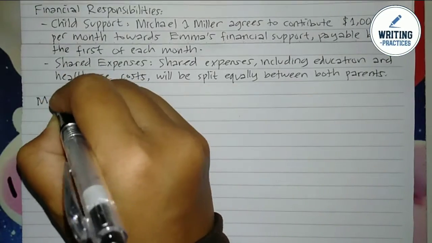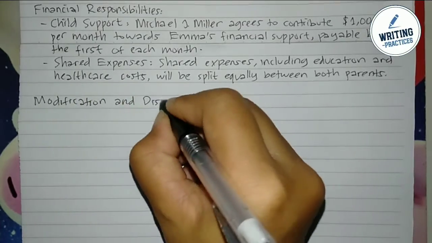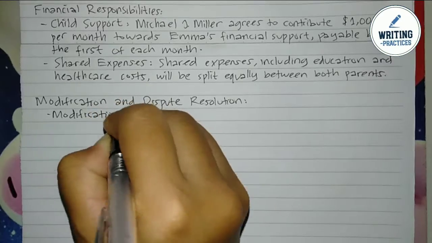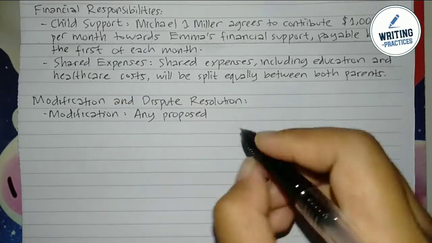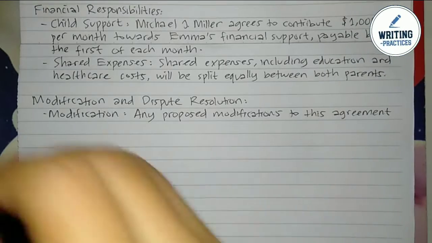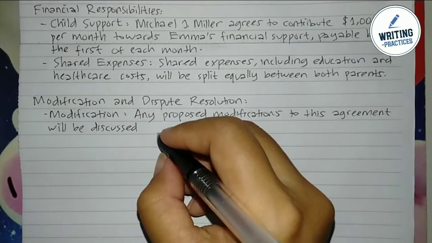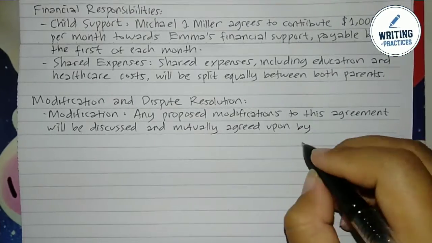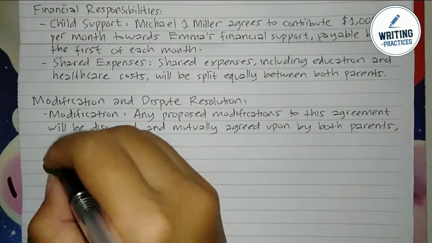In the fifth point, which is the last section, you can talk about modification and dispute resolution. It means, you need to clarify the process for making modifications to the agreement, and the approach for resolving disputes. This should demonstrate a willingness to cooperate and collaborate. And if you don't know what to write, you may simply copy this.